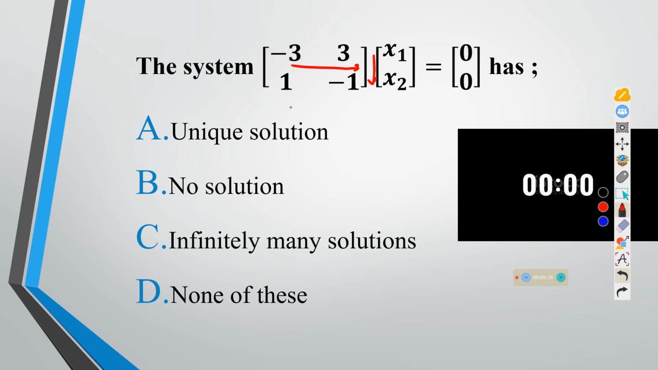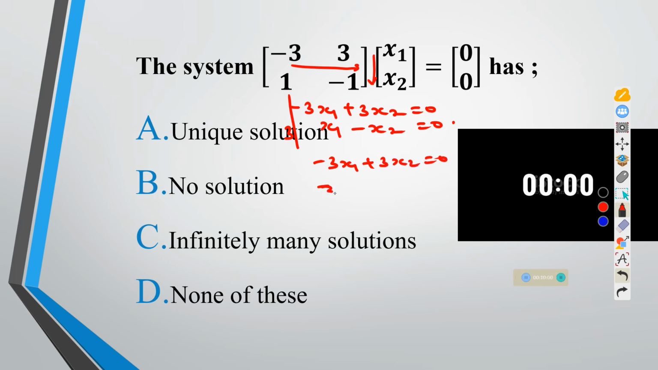So we shall have negative 3 times x1, that is negative 3x1, plus 3x2, which is equal to 0. Next, we shall have 1 times x1, that is x1, minus x2, which is also equal to 0. I want to get the values of x1 and x2. So I will multiply here by 3, and this will give us negative 3x1 plus 3x2 is equal to 0. Then 3x1 minus 3x2 is equal to 0. I want to eliminate x1, so I will add. When I add, this will go to 0, this will go to 0, so we get 0 is equal to 0. And whenever we find this, then we must think about infinitely many solutions.